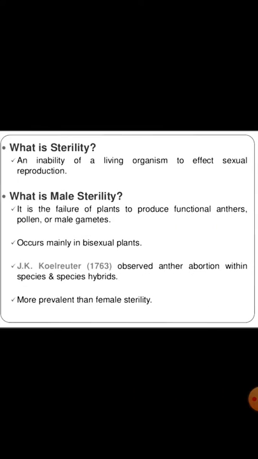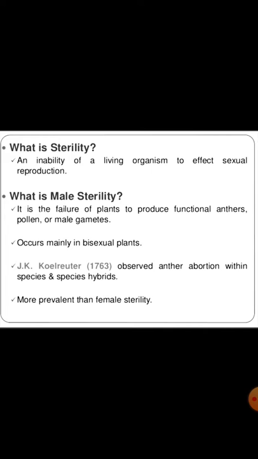So, let's start with male sterility. Before seeing the definition of male sterility, first of all, I would like to discuss what is sterility: an inability of a living organism to affect sexual reproduction, that is known as sterility, that is non-functioning of the reproductive part.